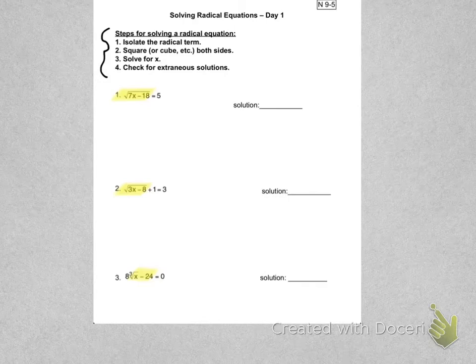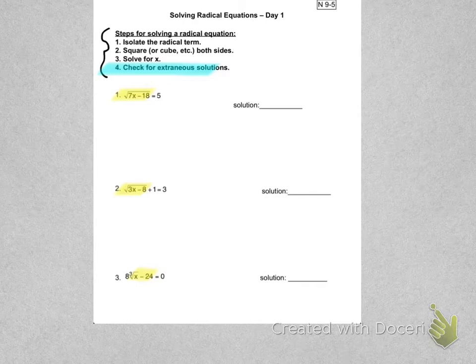Then square or cube or whatever, just like we do with the reciprocal power, to get that x to be just x to the first, and then solve for x. And of course the last one is important. Just like I said before, you have to check for extraneous solutions, because if you don't, you're going to be in trouble. You're going to put some answers there that are not correct.